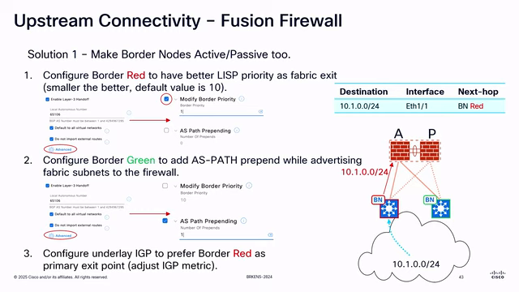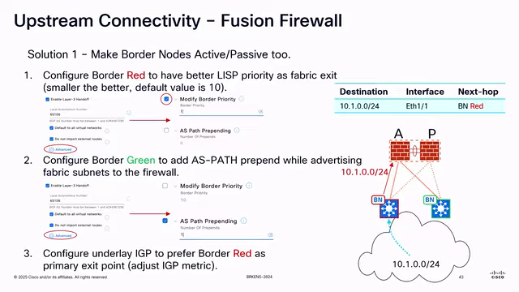Border priority, that's a Lisp priority. The lower the better. By default, it's 10-10. That's why they're active-active. So if you can make one border, let's say border red 1, it will attract the Lisp traffic to border red, the egress. You also need to make sure that the firewall never learns green unless red is absent.